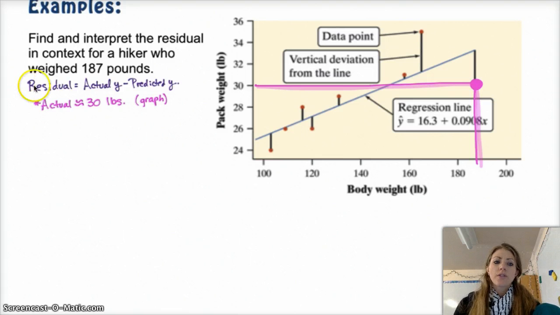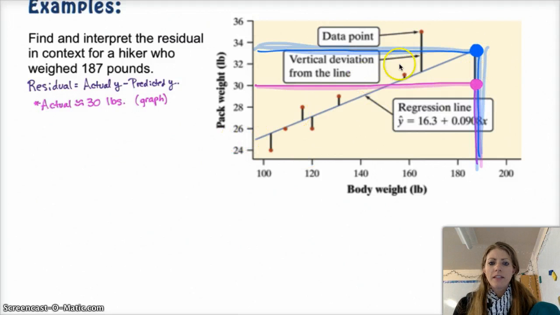Okay, so your residual is your actual y minus your predicted y. First we need to find the actual and predicted. The actual is about 30 pounds, so that's going to be where that dot was. That's the observed value. Here's your 187 body weight, 187 pounds, and then you go over to the y-axis and find that that's about 30 pounds of weight on your backpack. The pink is the actual.